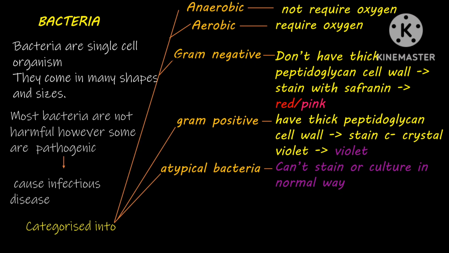And gram negative bacteria, this type of bacteria doesn't have thick peptidoglycan cell wall layers. Instead, they have thin peptidoglycan layers, which stain with safranin and turn red or pink. In case of gram positive bacteria, they have thick peptidoglycan cell wall layers and they stain with crystal violet and turn violet. And atypical bacteria can't be stained or cultured in a normal way.